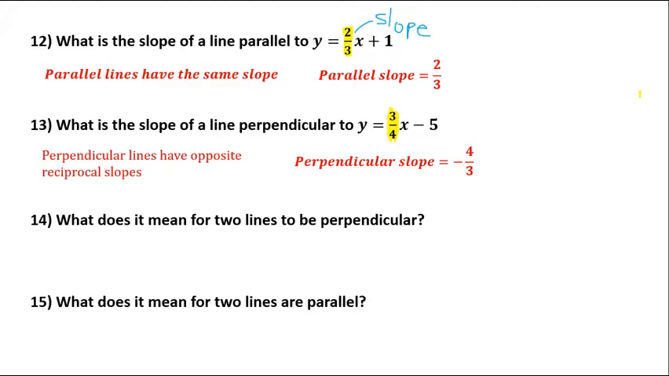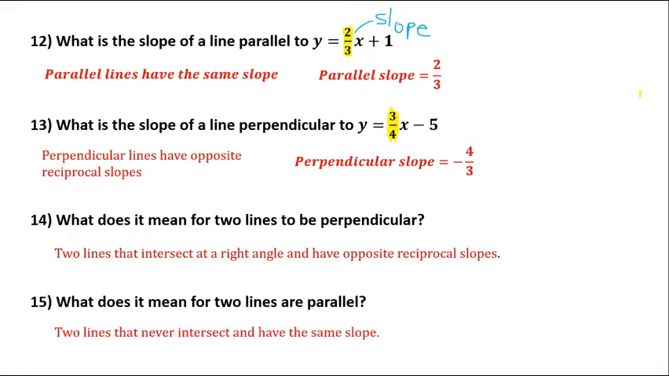Okay, and then in 14 it says, what does it mean for two lines to be perpendicular? Here we just say two lines that intersect at a right angle and have opposite reciprocal slopes. 15 says, what does it mean if two lines are parallel? So it says two lines that never intersect and have the same slope.